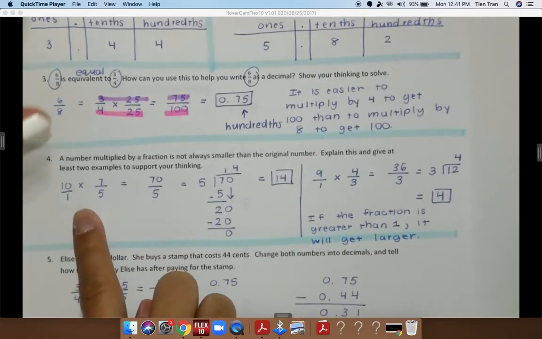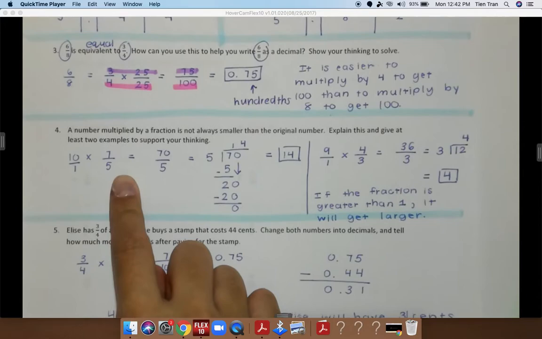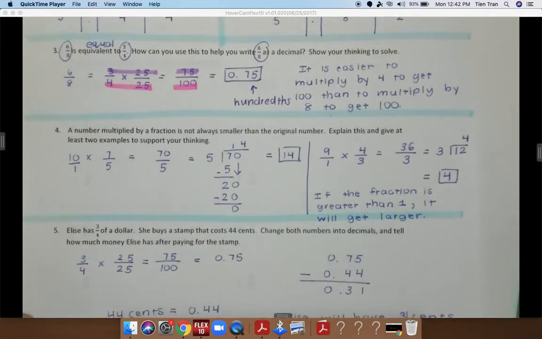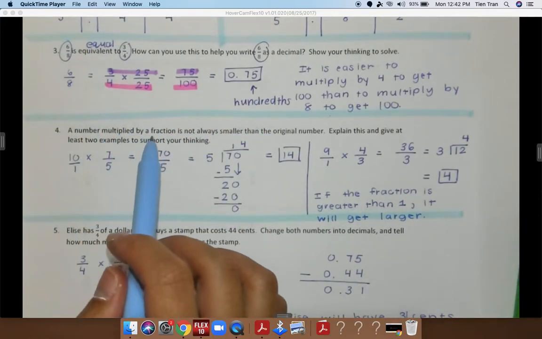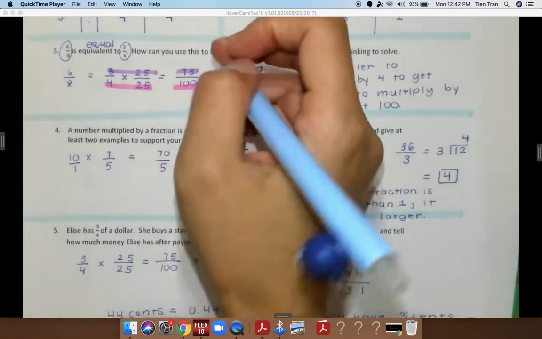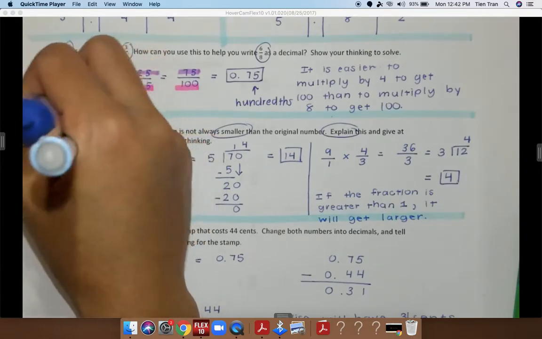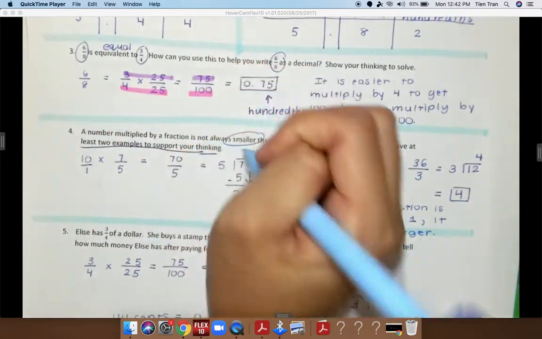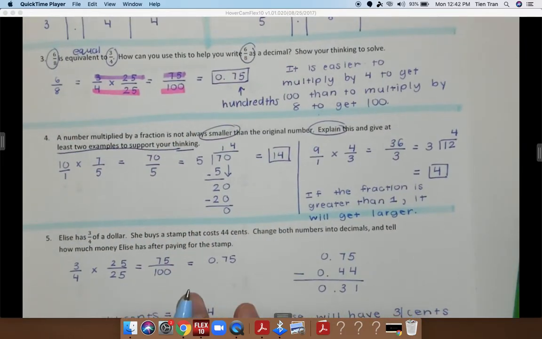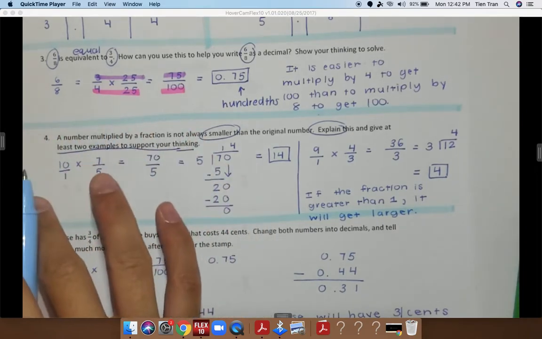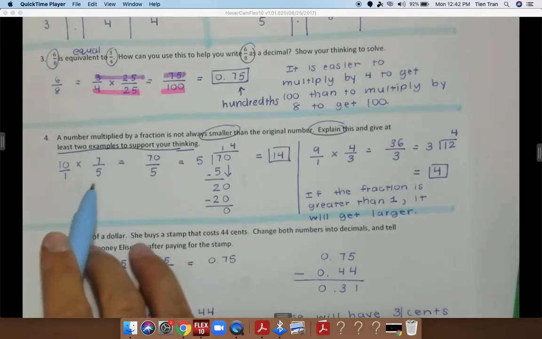Next, I have 10 ones times 7/5. What I'm going to do is I am going to multiply. A number multiplied by a fraction is not always smaller than the original number. Explain this and give us at least 2 examples to support your thinking. So that means that your answers might not be the same as mine because you might have another original number that you chose. So I chose 10 times 7/5.